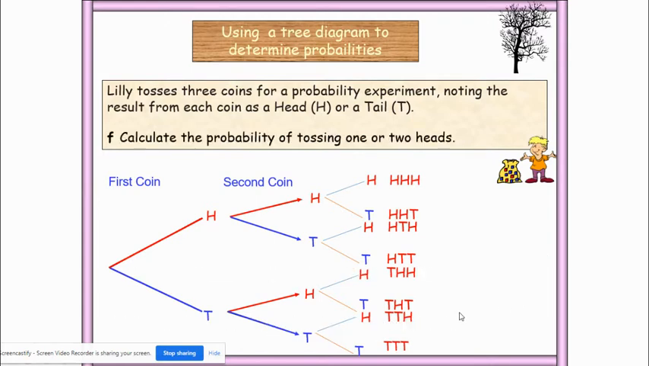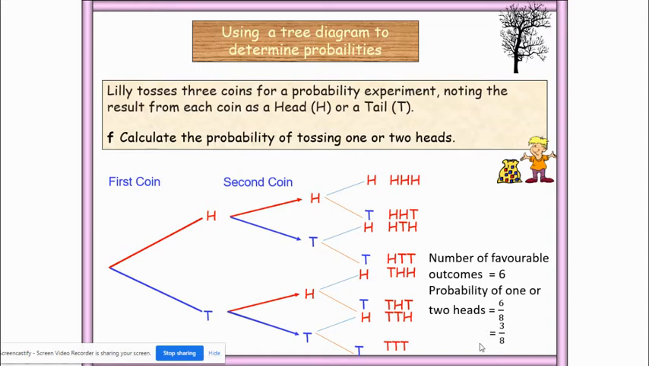F is calculate the probability of tossing 1 or 2 heads. So it's 1 or 2, and you count them out, and you get 6. So you put that 6 over 8, and I've written probability of 1 or 2 heads, 6 over 8, which can be simplified to 3 over 8. Oh, no, that would be 3 over 4. I'm sorry, that's a mistake on my side. Make sure you simplify properly.